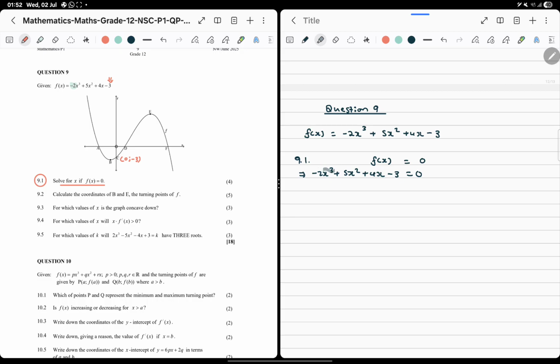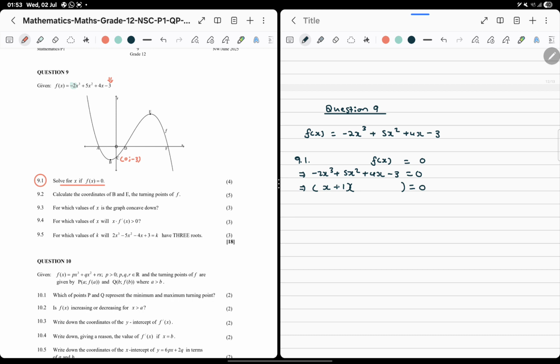Let's do minus 1. So this becomes minus 1 times minus 2, that's a 2. This becomes 7. 7 minus 4, that becomes 3. 3 minus 3 is 0. So yeah, this works. So if we put a minus 1, it means this one is an x plus 1. That is a factor. Now we need to find the quadratic factor.